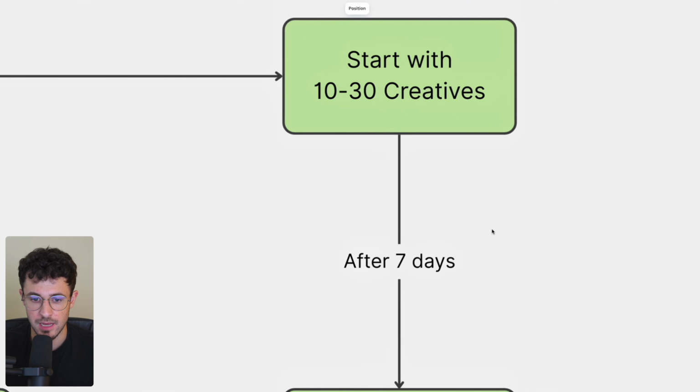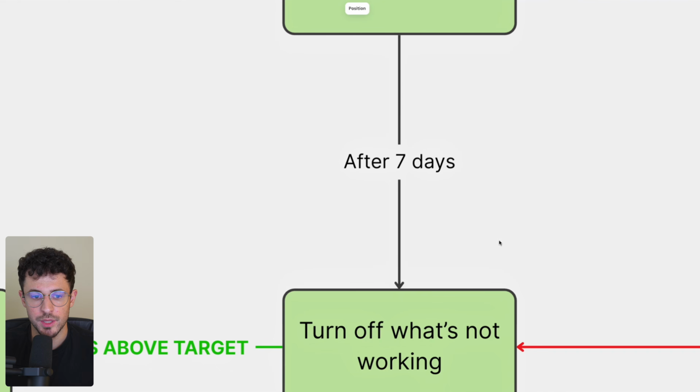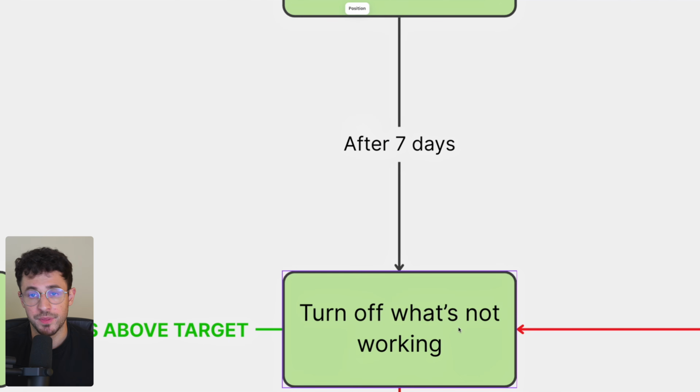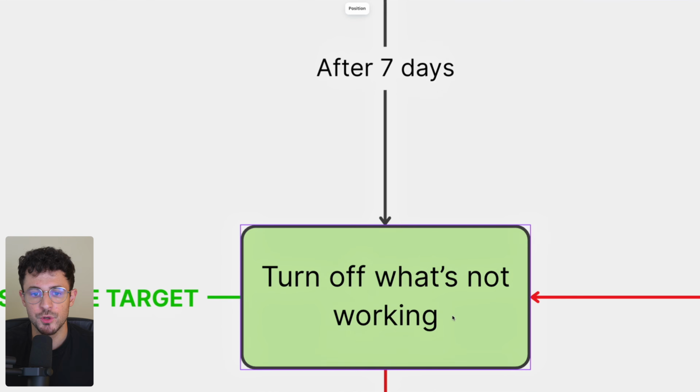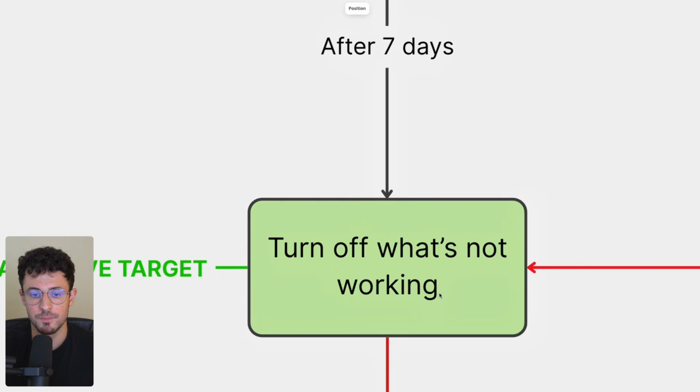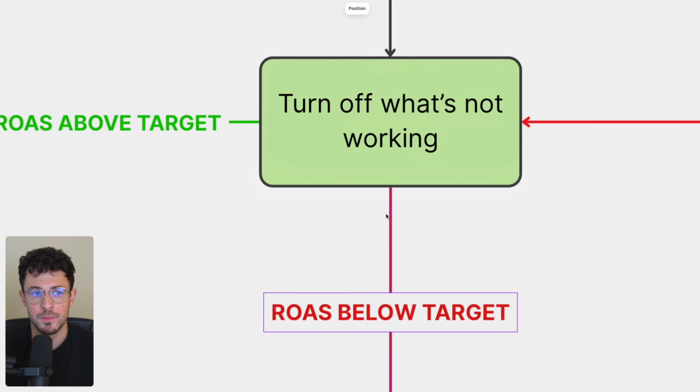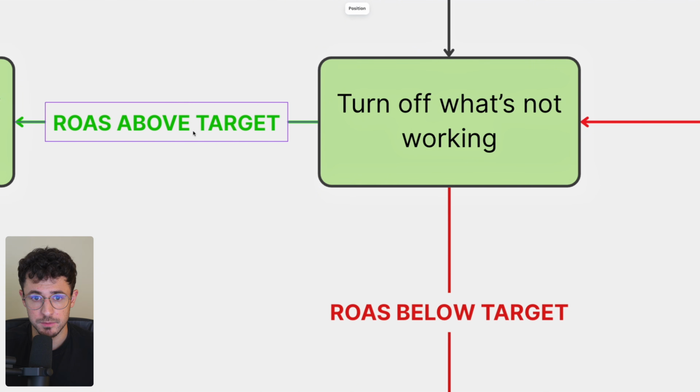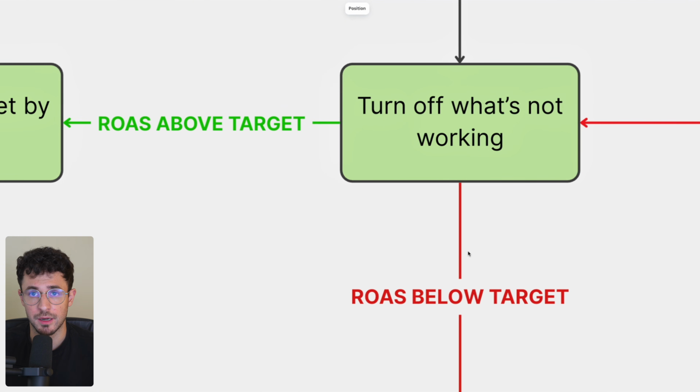After 7 days, many things could happen. It could happen that things are working, things are not working. You need to turn off what is not working, and so there could be 2 outcomes: the return on ad spend is above the target, or the return on ad spend is below the target.